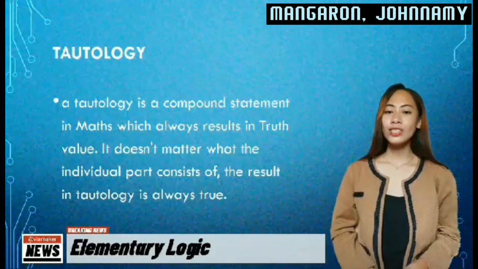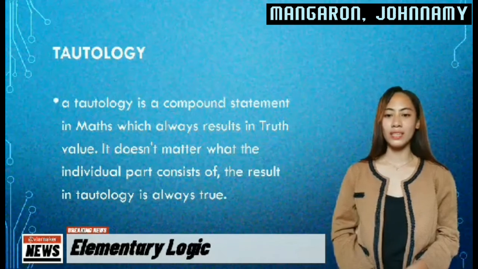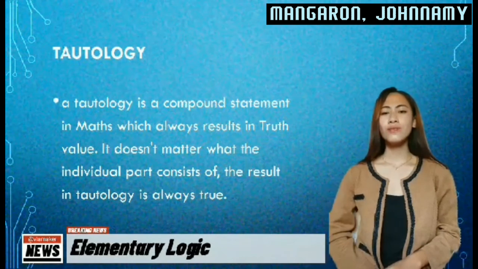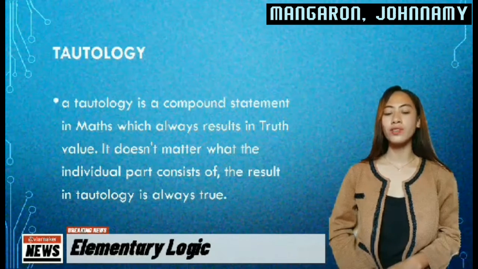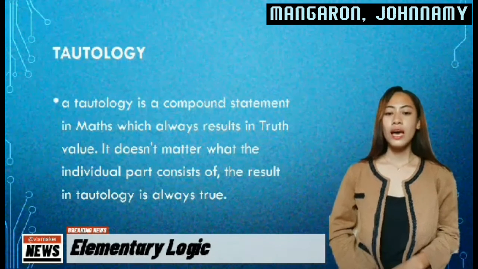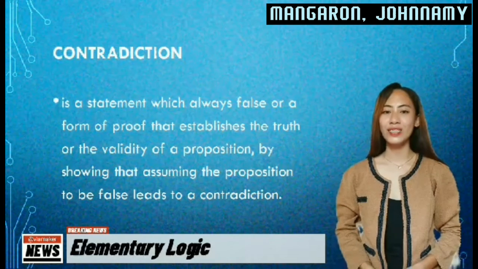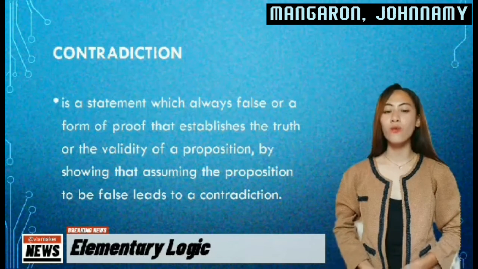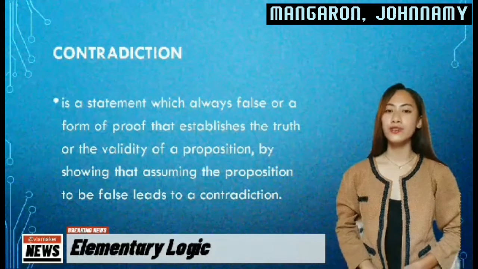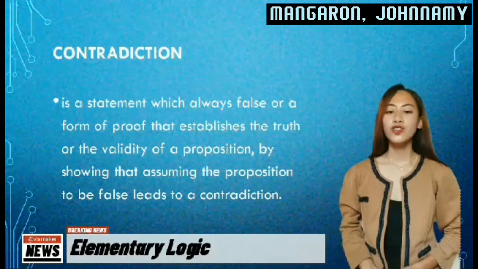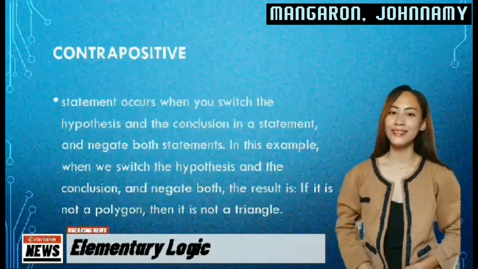Tautology. A tautology is a compound statement in math which always results in a true value. It doesn't matter what the individual parts consist of. The result in a tautology is always true. Next is the contradiction. A contradiction is a statement which is always false, or a form of proof that establishes the truth or the validity of a proposition by showing that assuming the proposition to be false leads to a contradiction.